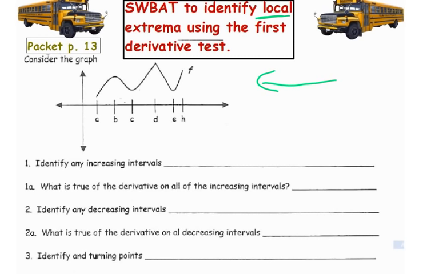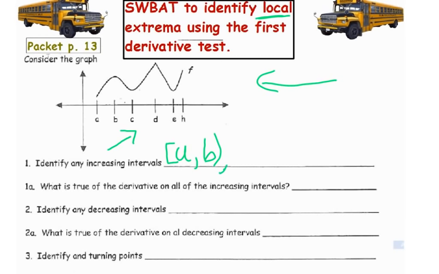So number one says we're going to look at the given graph and identify any increasing intervals. So clearly we're looking for anywhere that the graph goes upward or increases. So the graph is going to increase. We start with a closed interval on A because that is an endpoint. The graph increases from A to B. That's an open interval at B.